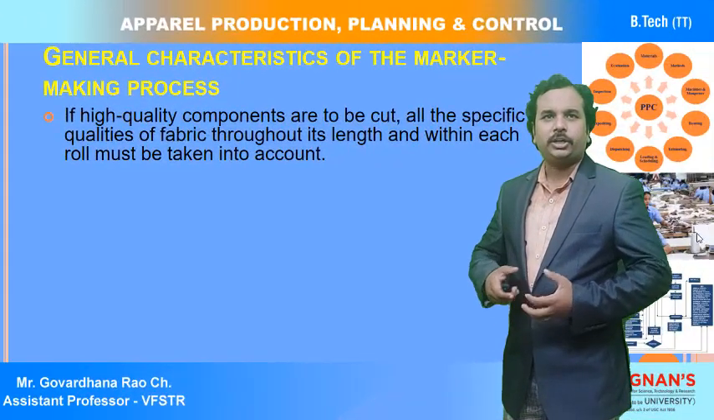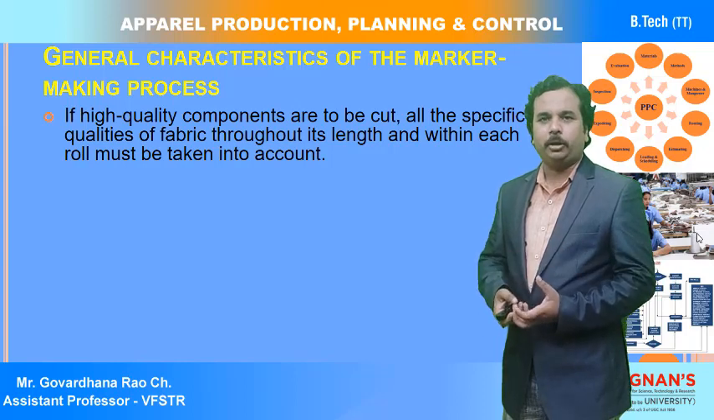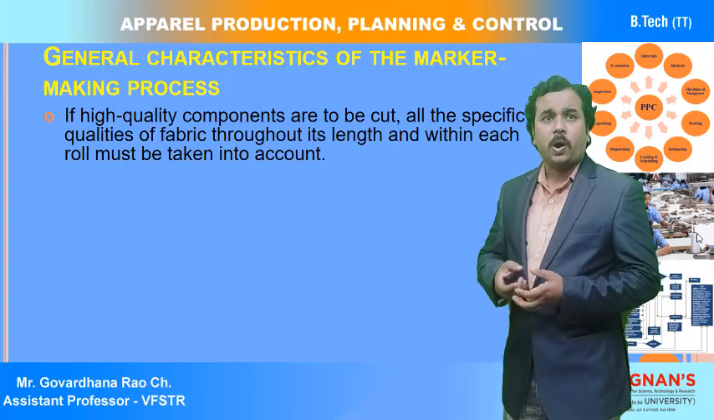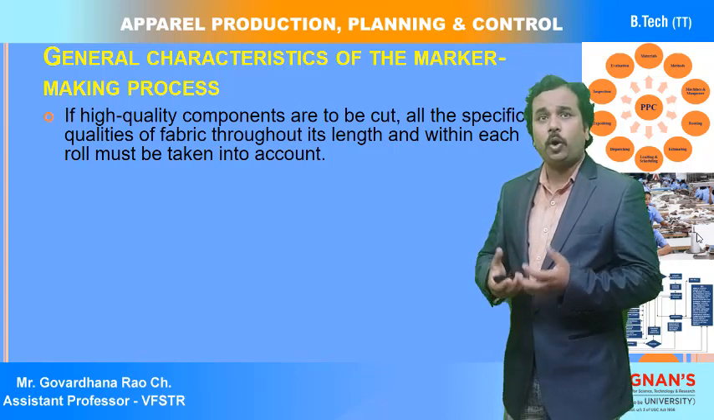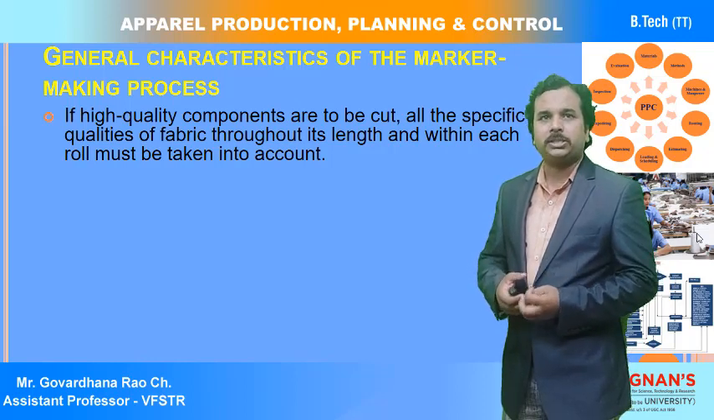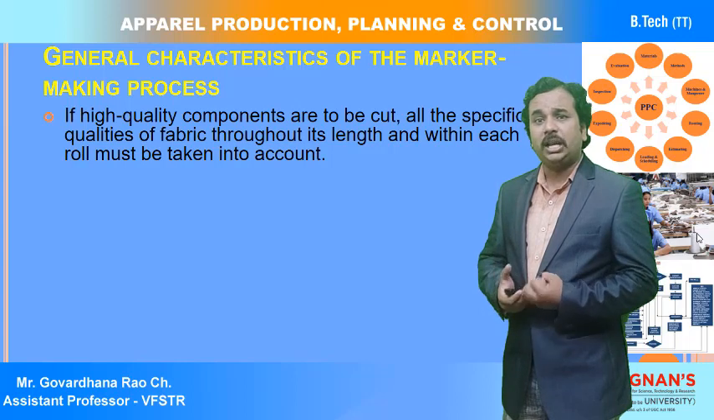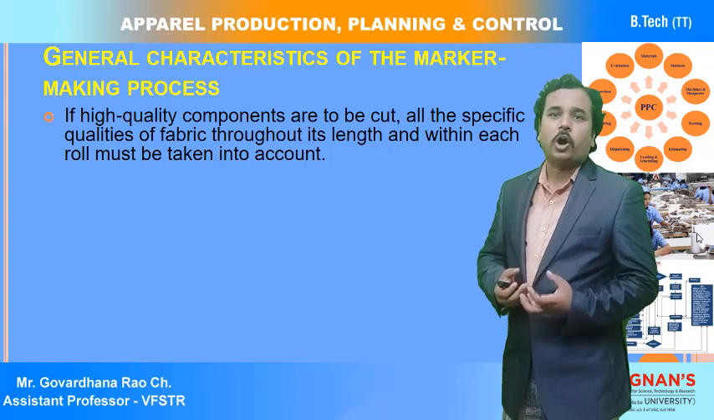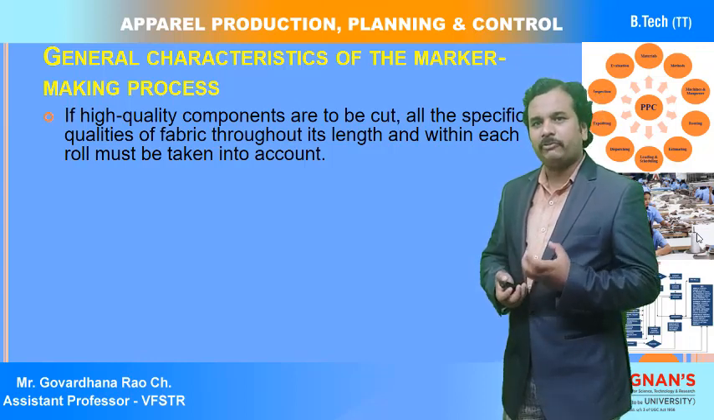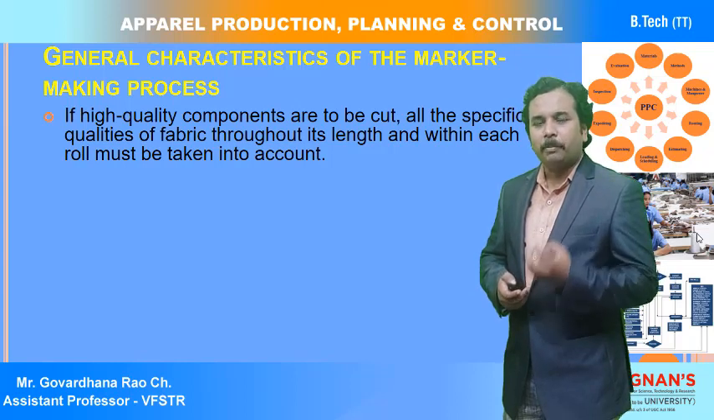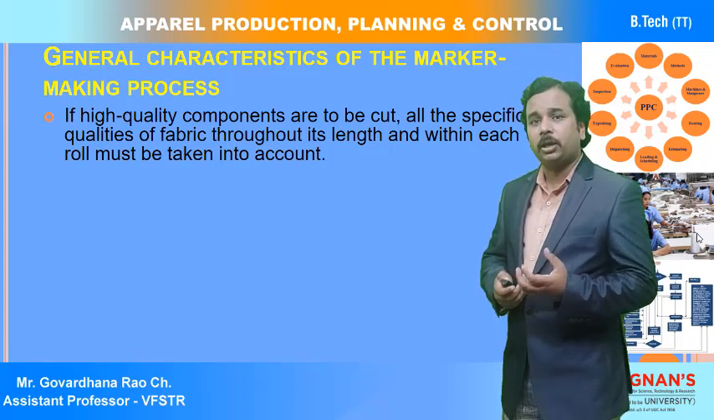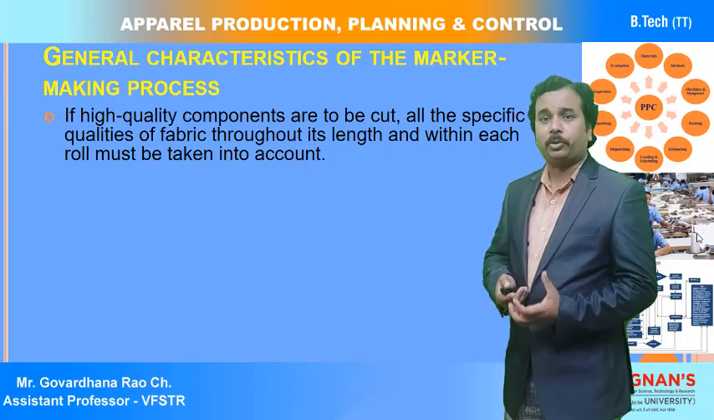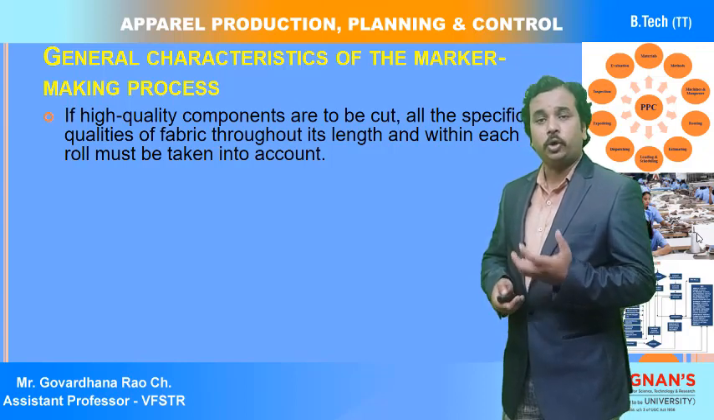You can see here the general characteristics of the marker making process. If high quality components are to be cut, all the specific qualities of the fabric throughout its length and within each roll must be taken into account. Nothing but the quality requirements of the fabric. If the fabric has some faults or damages, it leads to a reduction in the productivity of the preparatory process, that is the cutting room and the spreading.